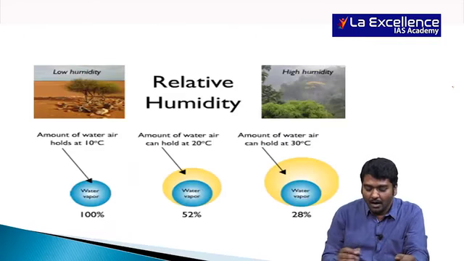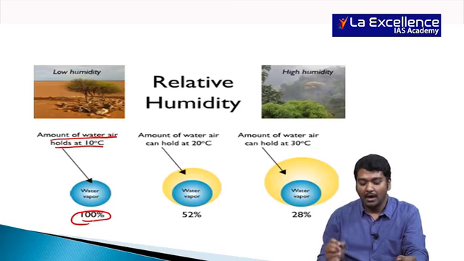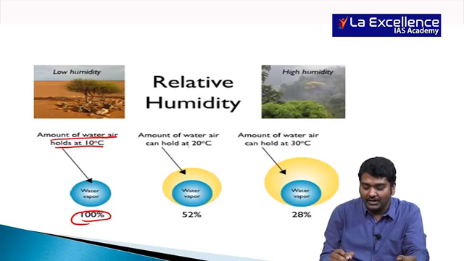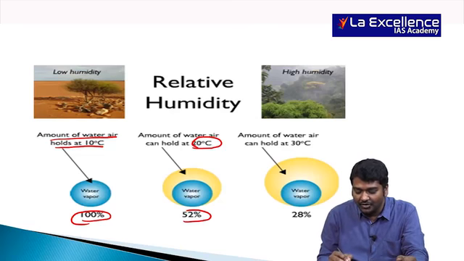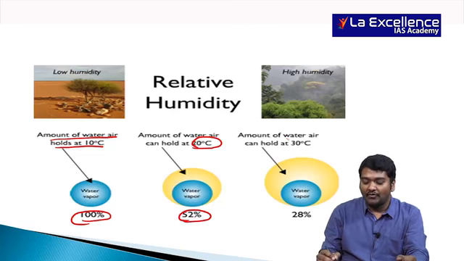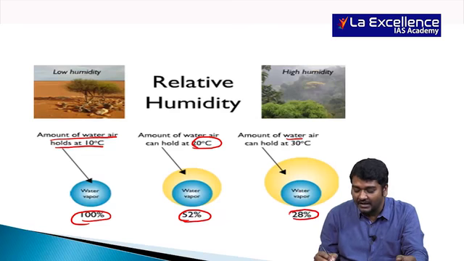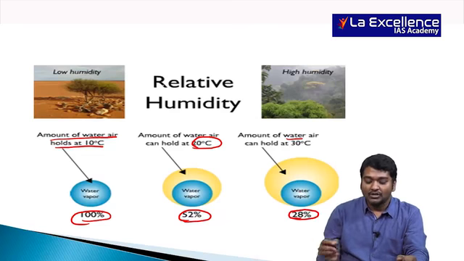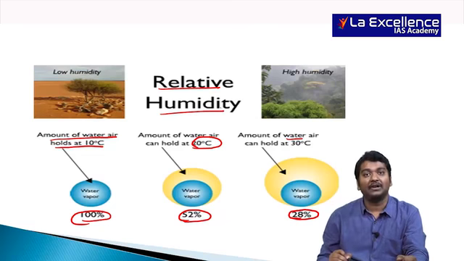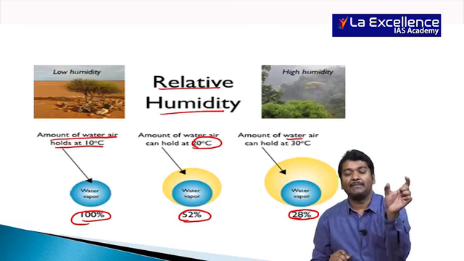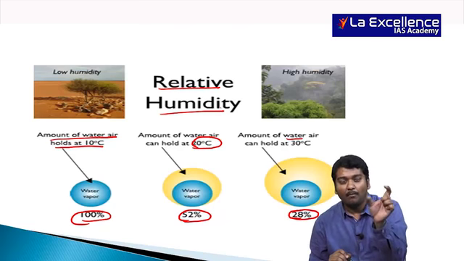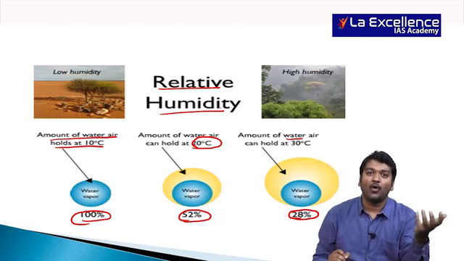Now guys, the amount of water which is held at 10 degrees Celsius is 100%. The amount of water which can be held by air at 20 degrees is 52%. The amount of water air can hold at 30 degrees is 28. So I call it relative humidity. That is, at a particular temperature, what is the maximum amount of moisture the air can hold is what we try to understand.